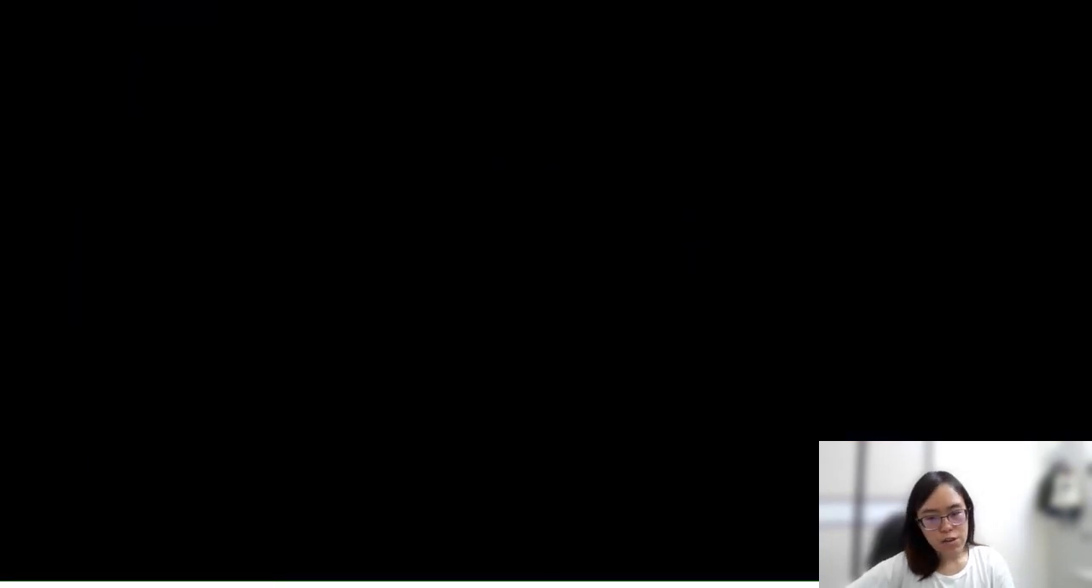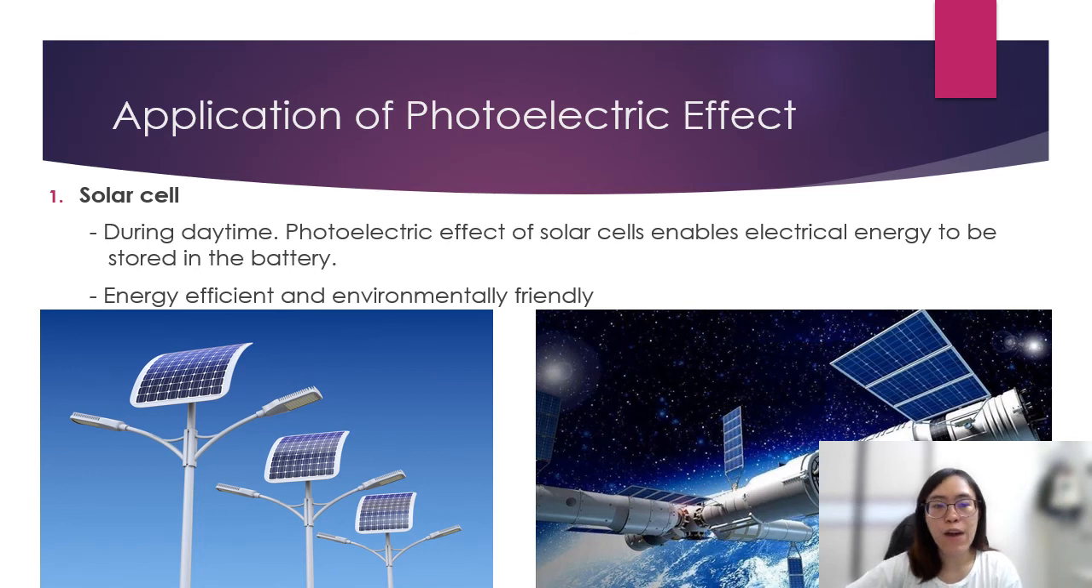Okay, so the photoelectric effect has many functions and applications. One example is the solar cell. During daytime, the photoelectric effect of the solar cell enables electrical energy to be stored in the battery. Because we know electrons are escaping from the metal, it will be converted into electrical energy. So here it is energy efficient and environmentally friendly.